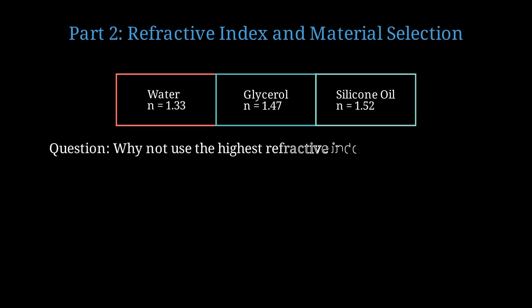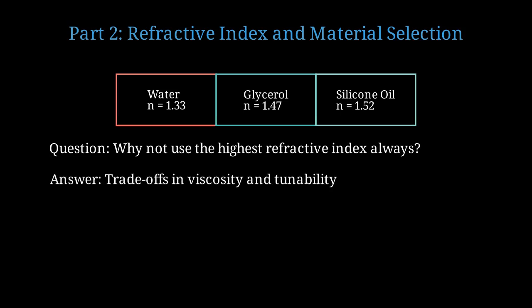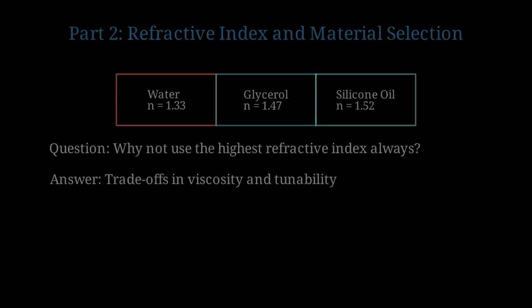Here's an important question. If higher refractive index gives better focusing, why not always use materials with the highest possible N? The answer involves trade-offs. High refractive index liquids often have higher viscosity, making dynamic tuning slower. We must balance optical performance with mechanical response time.